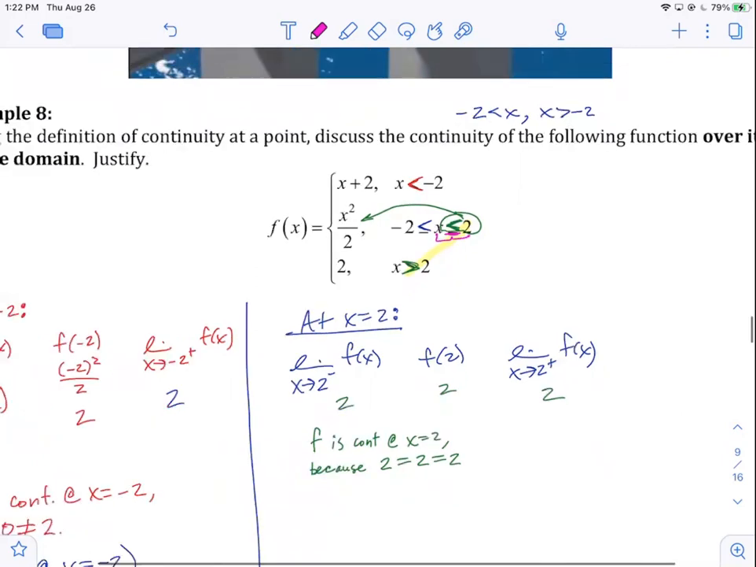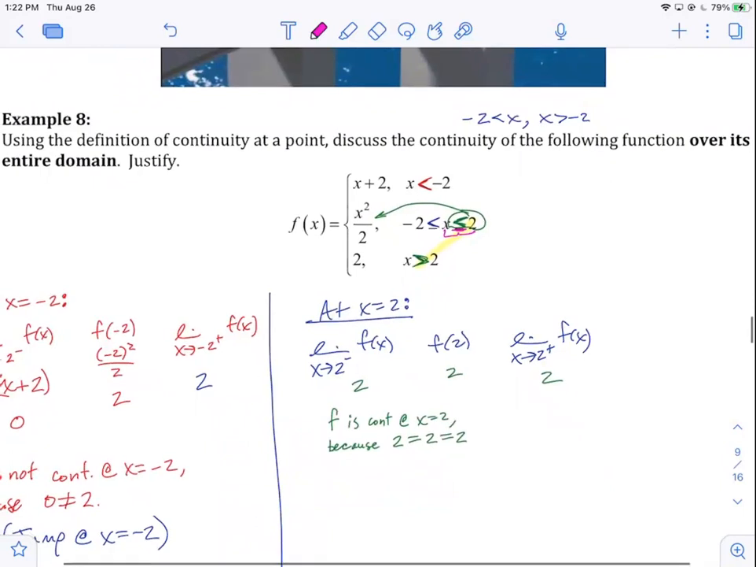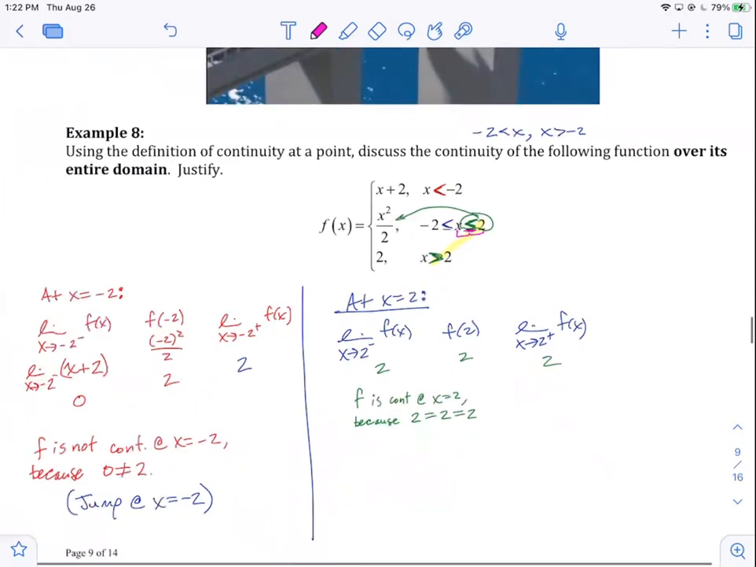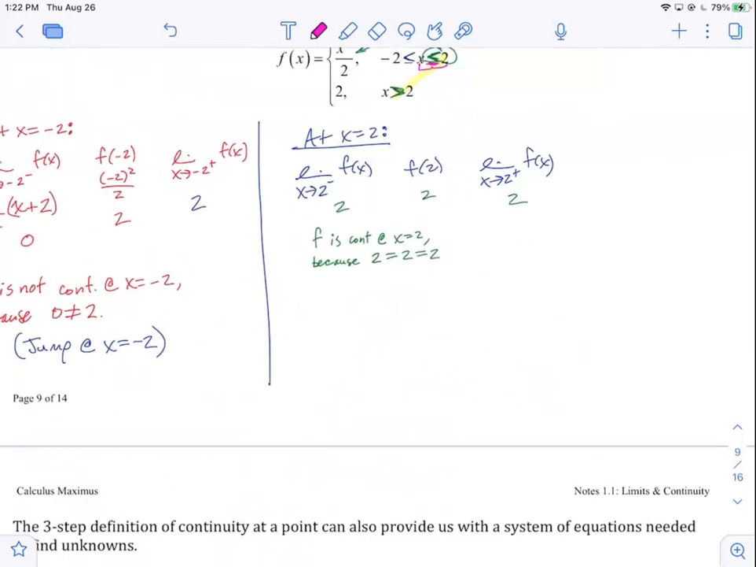So is that it? There are no built-in discontinuities in any of the pieces. And of the two possible locations, only one of them is a discontinuity. So now we'll make a blanket statement. So f is continuous for all x not equal to -2.